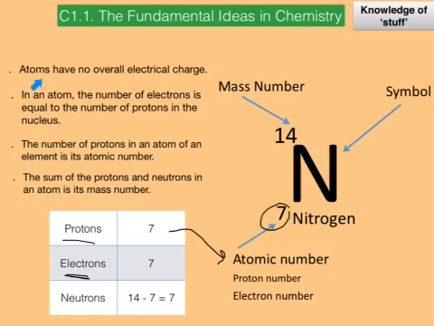The reason that atoms have no overall electrical charge is because of the little facts that we talked about on the previous slide. Protons are positively charged, and electrons are negatively charged. All atoms have the same number of protons and electrons. So if you've got 7 positive protons and 7 negative electrons, overall you're going to have no charge, and that's the same for all atoms.